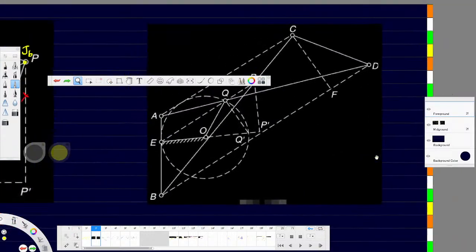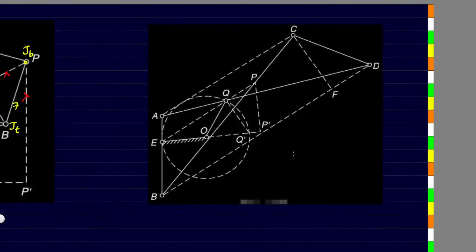Let us take up the next mechanism. This mechanism is called Hart's mechanism. Fine. So this is another exact straight line mechanism, the second of the exact straight line mechanisms. Okay. So this is an example of an exact straight line mechanism.